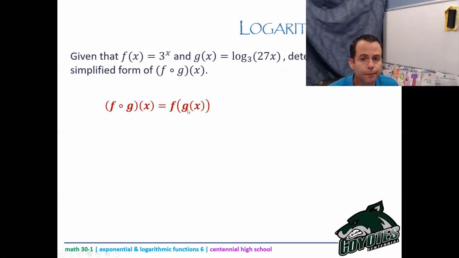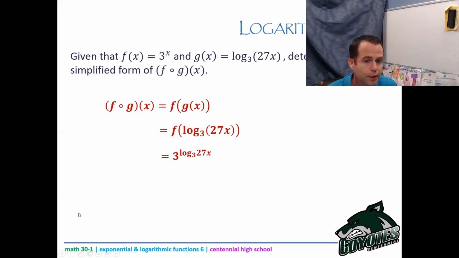So first thing I have to figure out is, do I know what g of x is? Yes, I do. g of x is log base 3 of 27x. So I replace g of x with log base 3 of 27x. Now, it says f of that. If this said f of 2, you'd go to your f equation and replace x with 2. This says f of log base 3 of 27x, so I go to my f equation, and I replace the x with my new x, which is log base 3 of 27x.